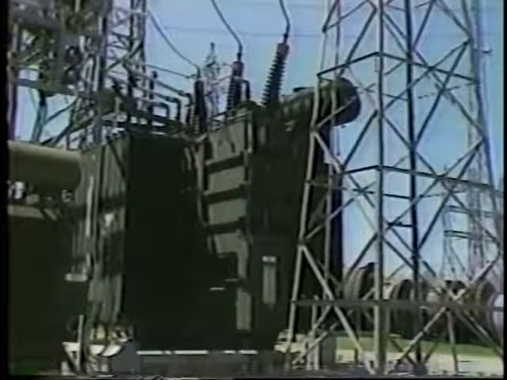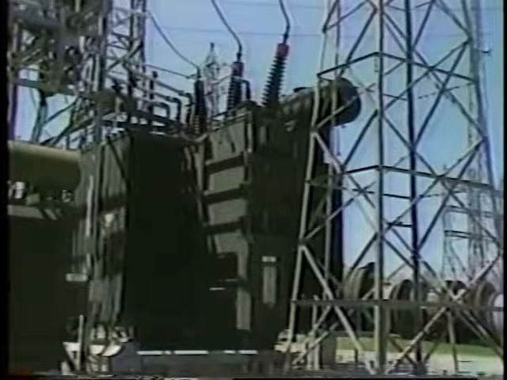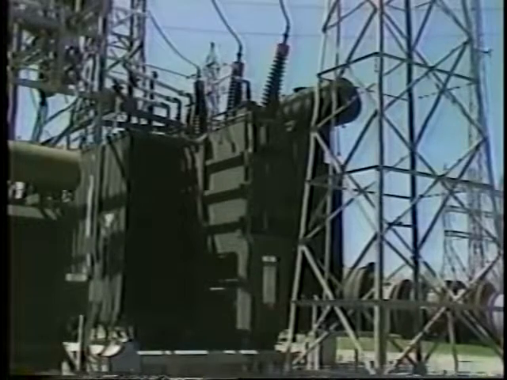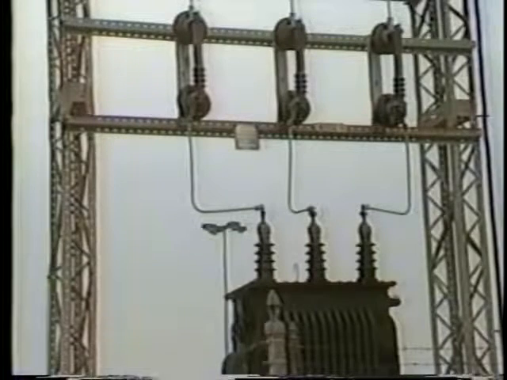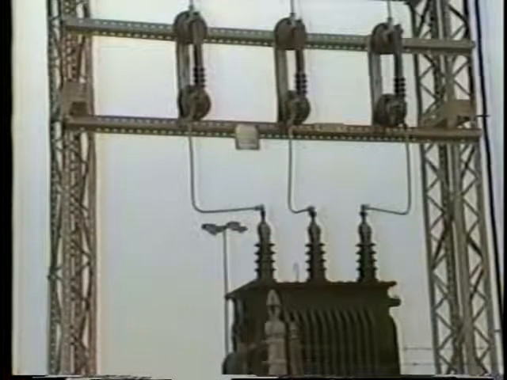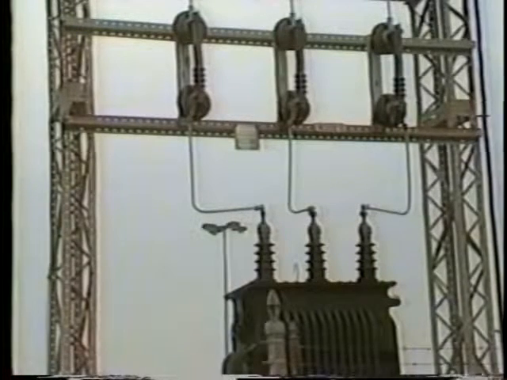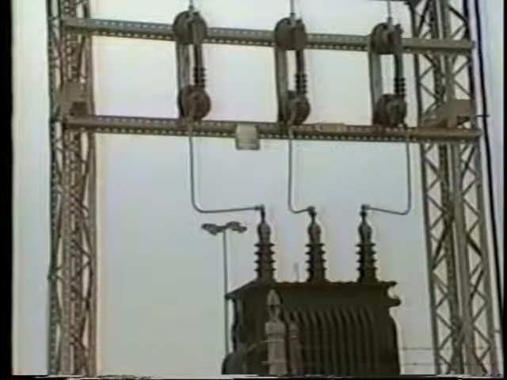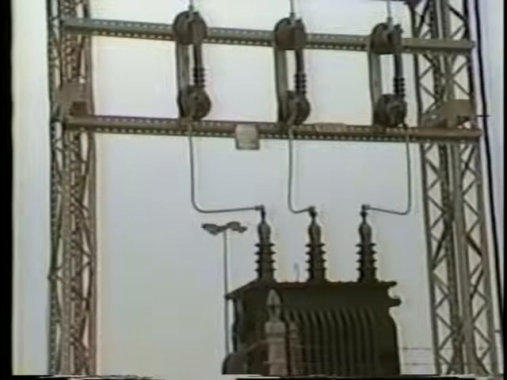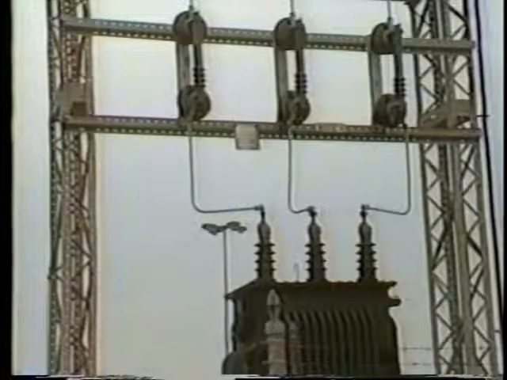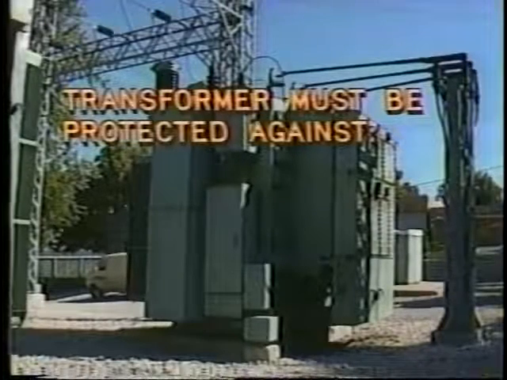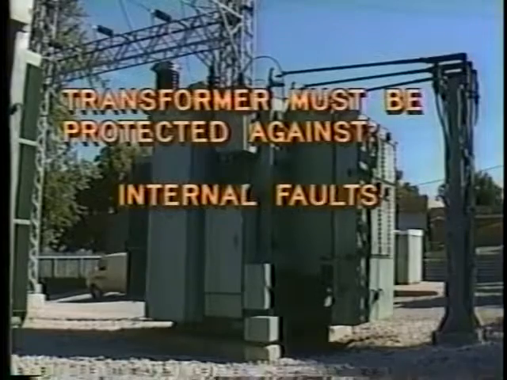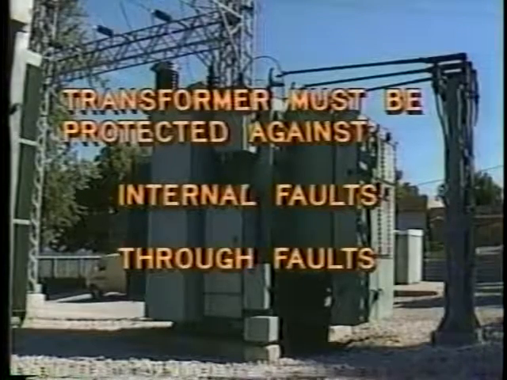The type of protection scheme used depends to a great degree upon the size and importance of the transformer in the power system. But another factor is the installation itself. Sometimes, in order to economize, the transformer is not provided with circuit breakers, hence the protection equipment must be designed with this in mind. The transformer must be protected against internal faults and through faults.